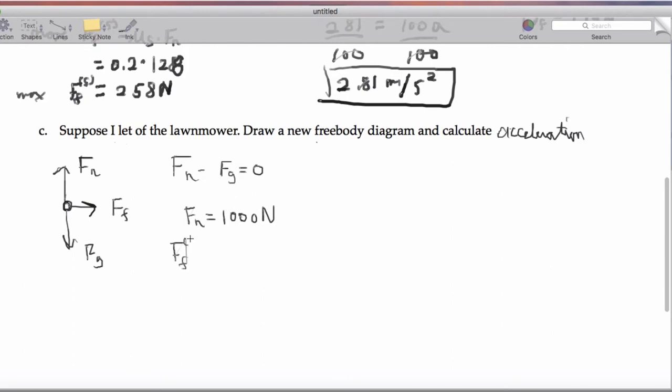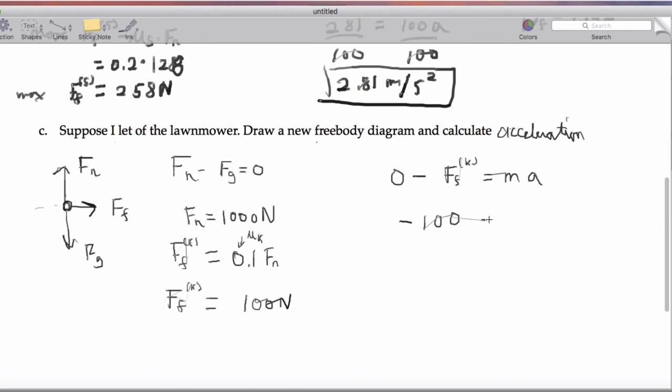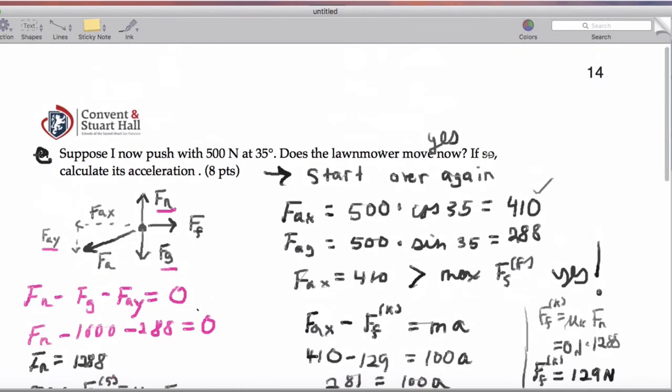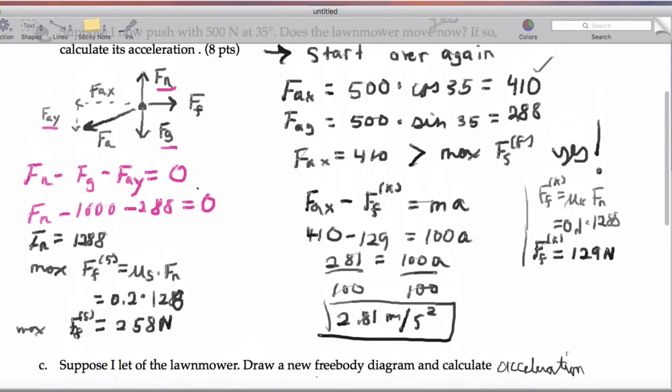Now let's get the friction force. The kinetic friction force is going to be 0.1 times Fn, because that's mu k. And so when we solve, we get that our kinetic friction force is a mere 100 newtons. Now let's get the acceleration. Horizontally, we don't have any applied force here, so it's 0 minus F of friction equals m times a. So that's negative 100 equals 100 times a. And so our a is going to be equal to negative 1 meters per second squared. All right, so that is it for this particular problem, and we'll finish up with the angle problem on the next page.